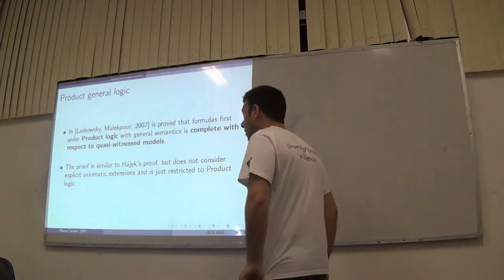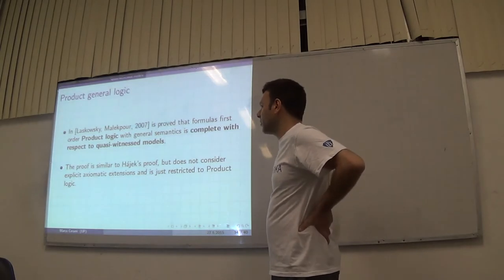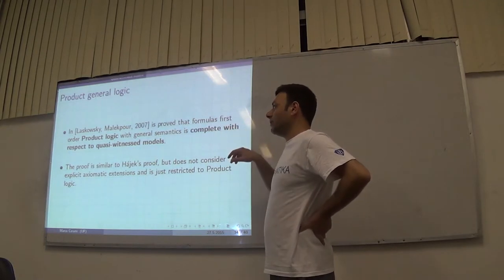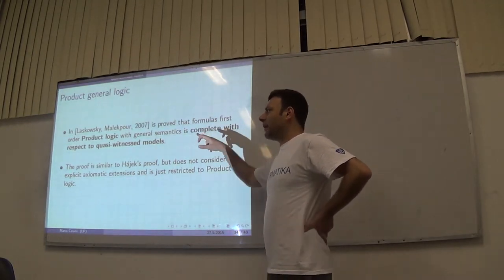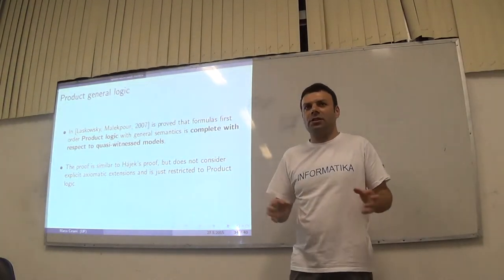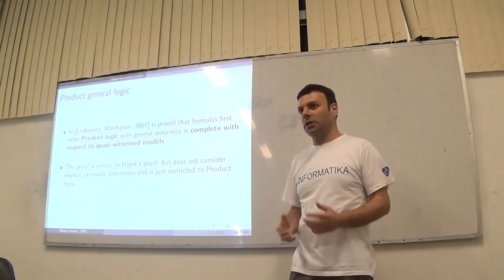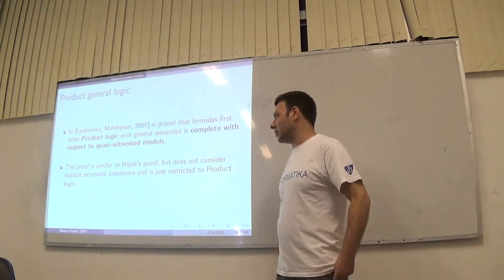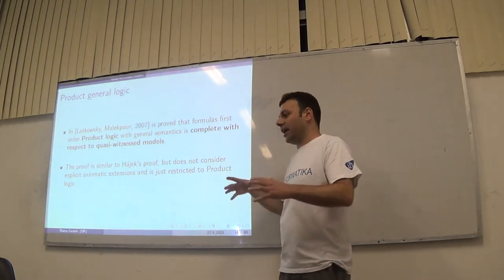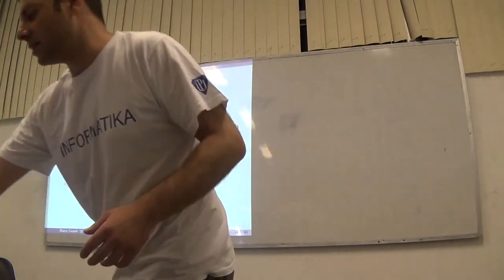In 2007, a paper by Laskowski and Malekpour from the University of Baltimore, I think, showed that product logic with general semantics is complete with respect to quasi-witnessed models. In this paper, they call them closed models, but we thought that was a bit strange, because closed is a term used for a lot of things, such as closed formulas. So we changed it to quasi-witnessed models. The proof is similar to Hájek's, but is restricted to product logic, not to wider classes of logic.